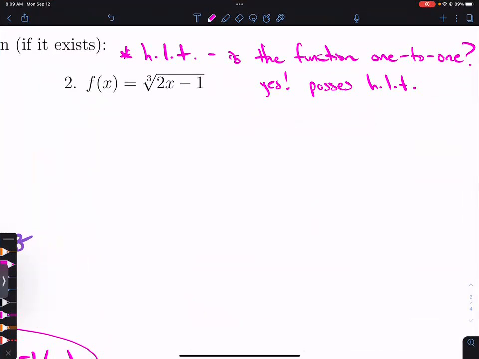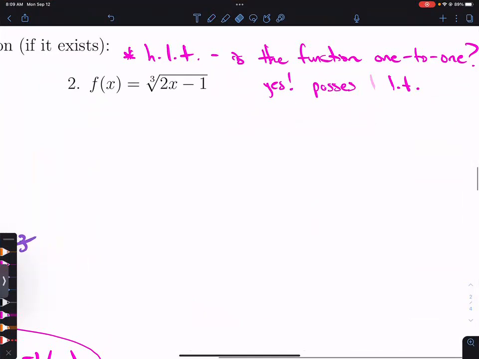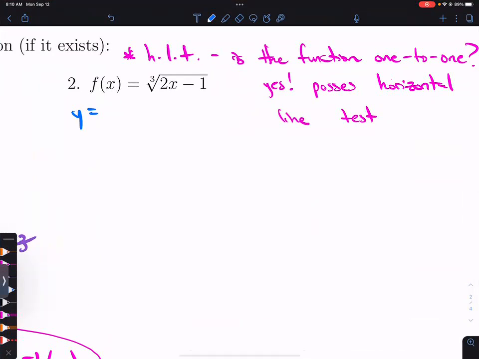Because it passes a horizontal line test. Check that out. Horizontal line test. So I'm going to go find its inverse then. We have y equals the cube root of 2x minus 1.